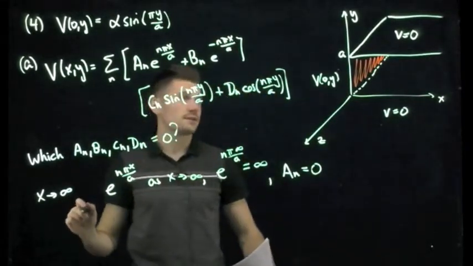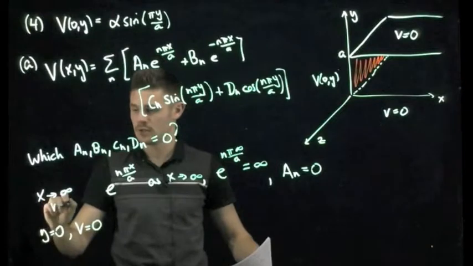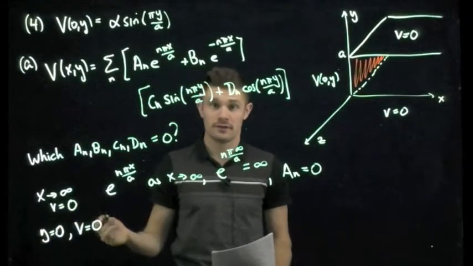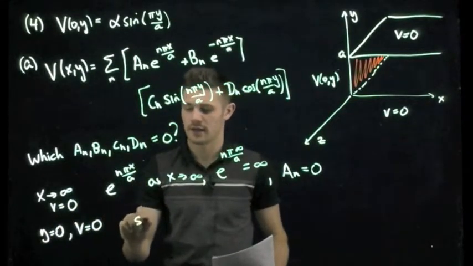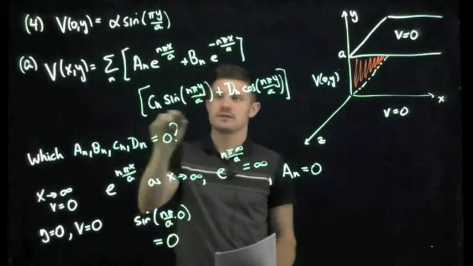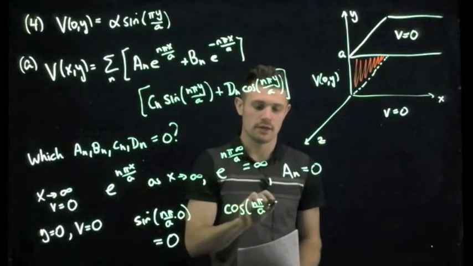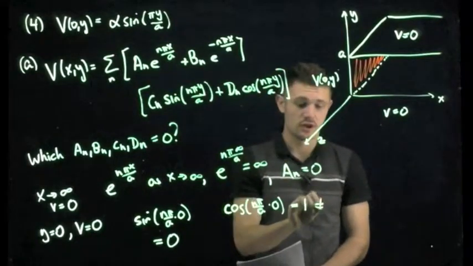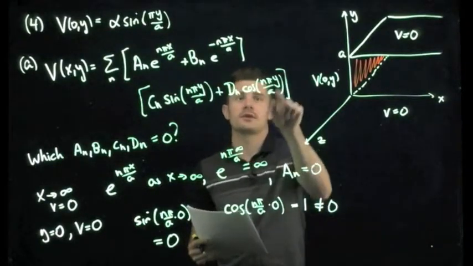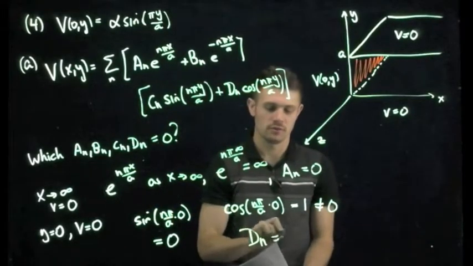The second condition is that when y is equal to 0, our potential V is equal to 0. So if we look here, we have sine of n pi over a times 0, which does in fact equal 0. So in this term of our expression, that works. But cosine of n pi over a times 0 is equal to 1, which does not equal 0, which means that when we're at our surface, y equal to 0, then this term in the brackets here will not be 0 unless all dn are equal to 0. So that is our second condition, which means that dn is equal to 0.